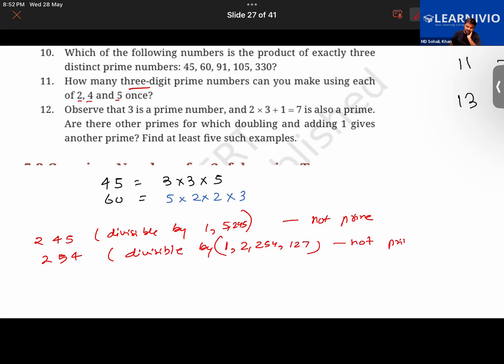So like this, you guys will try to find out whether it is possible to make 3-digit prime numbers using 2, 4, and 5, like this: 245, 254, 452, 542, 524. We have to find whether they are prime numbers. Is it possible or not? So try out all the possible combinations.